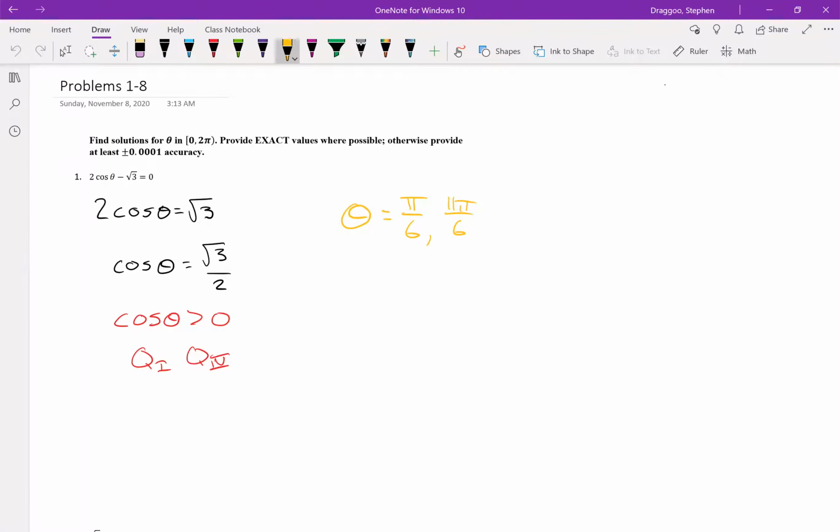And it turns out if we do that, we're taking cosine of theta is equal to the square root of 3 over 2. Cosine of theta is equal to some positive number, so I should be looking for angles in the first and the fourth quadrants. And I end up with the angles pi over 6 and 11 pi over 6. So within the unit circle, I have those 2 angles that solve this equation.